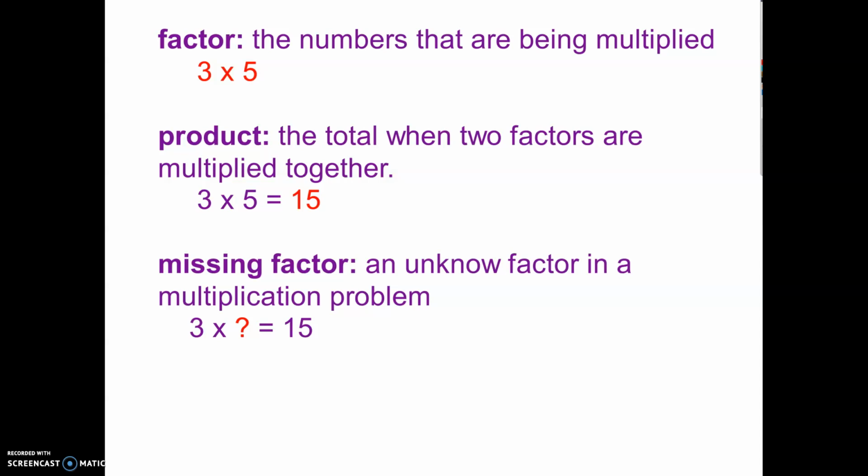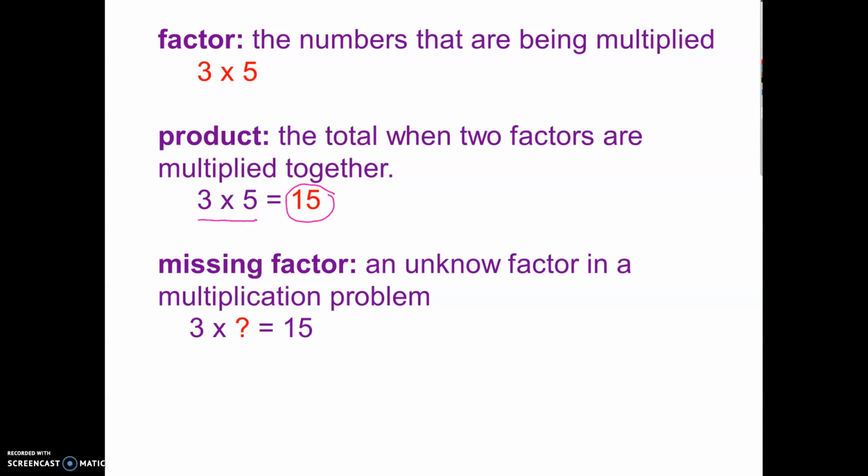Instead of saying, what's the answer to this multiplication problem, I'm going to say, what's the product of this multiplication problem? The product is the total when 2 factors are multiplied together. So if my problem had the factors 3 times 5, then my product would be 15, which is the total.